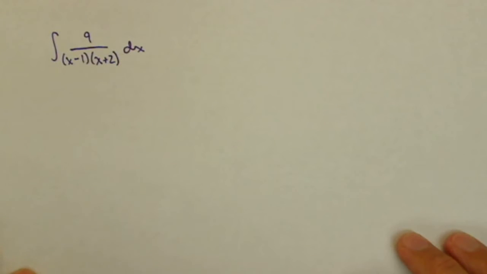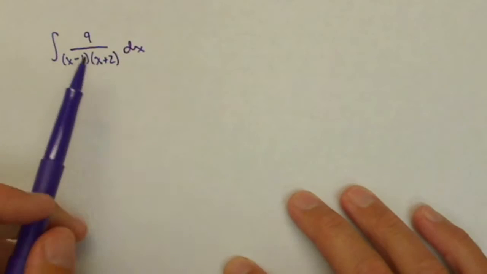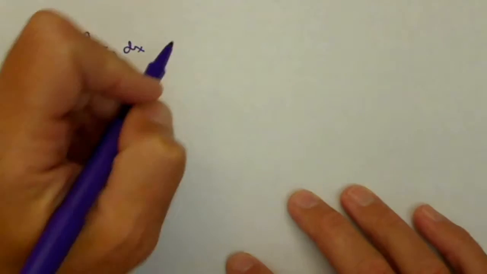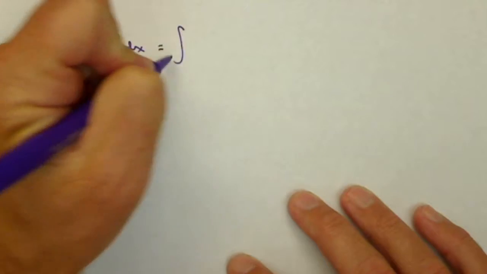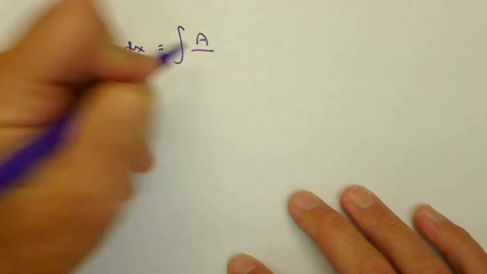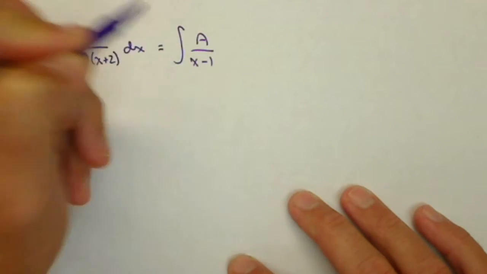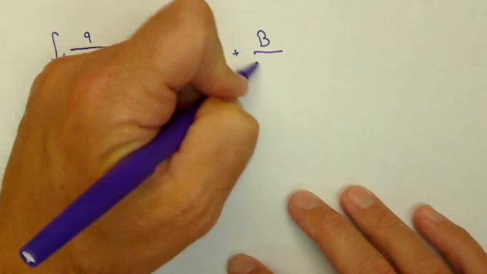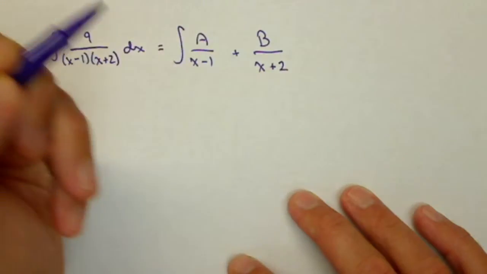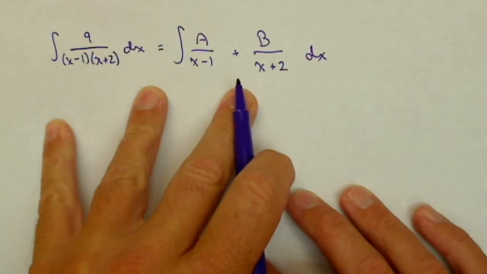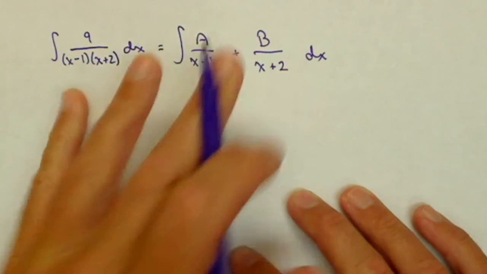In this example we're going to use the method of partial fractions in order to turn this into an integral that's a little easier for us to calculate. So the goal is to rewrite this, it's already factored, so that it's A over x minus 1 plus, or minus, well, we'll always use plus, B will come out negative if it needs to, B over x plus 2 dx. So that's our goal. So the key is finding A and B.